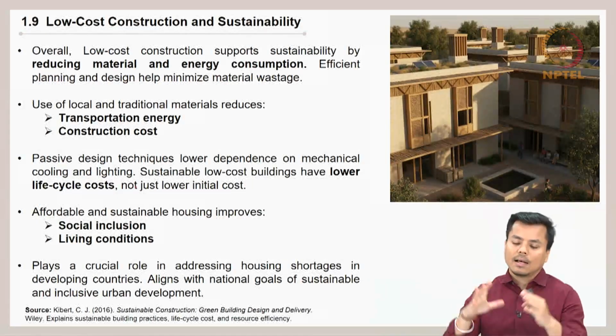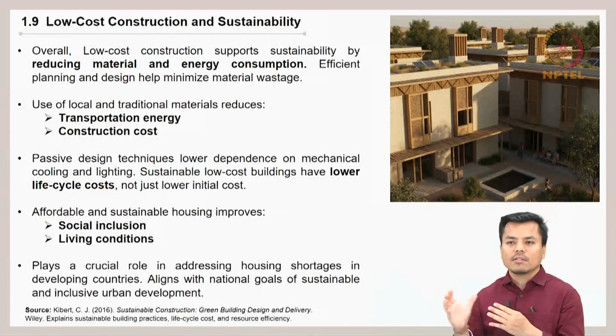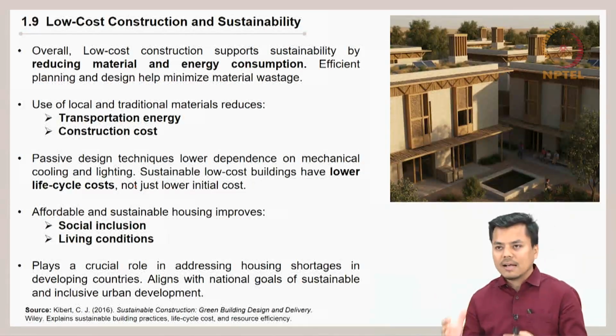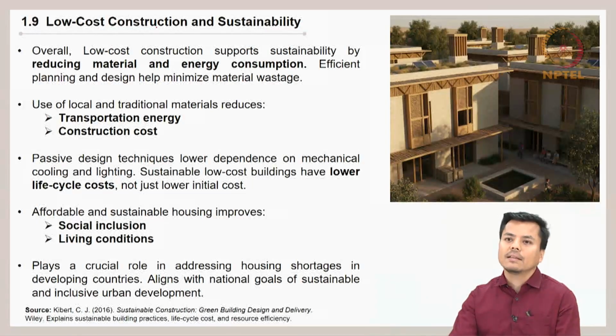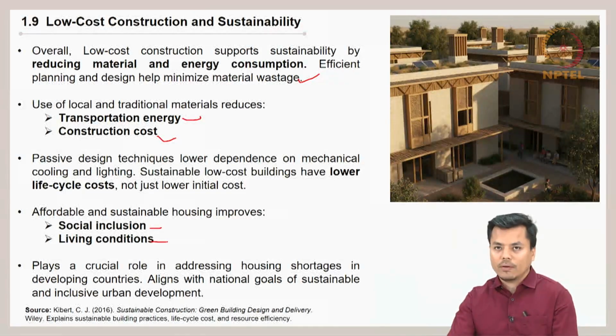So overall, by this you must have understood that low cost materials and low cost construction have sustainability as a major aspect associated with it. Overall, it can be said that low cost construction supports sustainability by reducing material and energy consumption. Efficient planning and design helps anyone who designs low cost construction minimize material wastage. Use of local and traditional material reduces transportation energy and the construction cost. Affordable and sustainable housing improves social inclusion and living conditions, that is, the overall quality of life is enhanced.